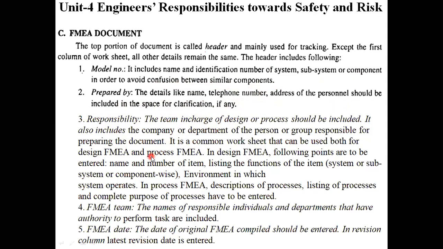And third one is responsibility. The team in charge of design or process should be included.